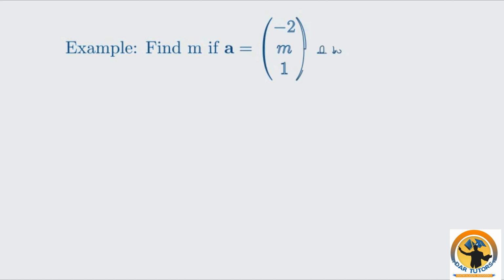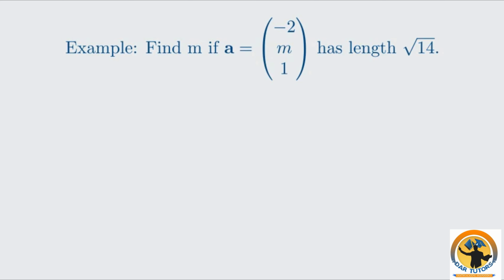Now, let's look at how to find an unknown component of a vector when its magnitude is known. Suppose we have a vector A with components -2, m, and 1. We are told that its length is the square root of 14 units. We need to find the possible values of m.